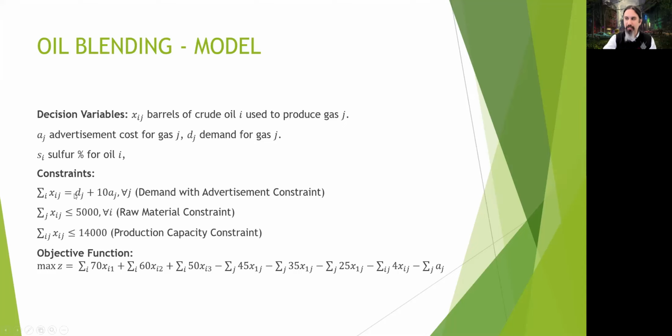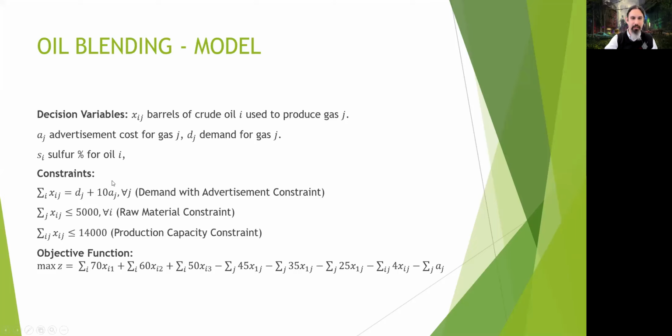So writing greater than or equal to is okay over here. Raw material, I know that the raw material is at most 5,000 for all raw materials, for oil, let's say, crude oil. So it's 5,000 at most. Whatever I use to produce, I'm gonna order 5,000 at most. And this is my production capacity, 14,000 barrels, everything over here. And this is the objective function.